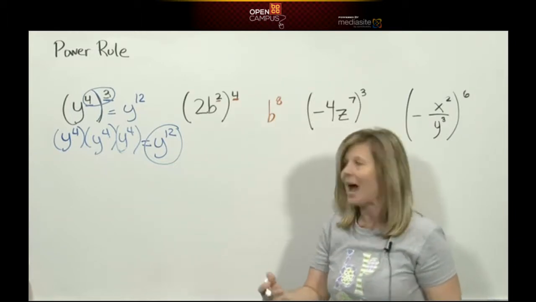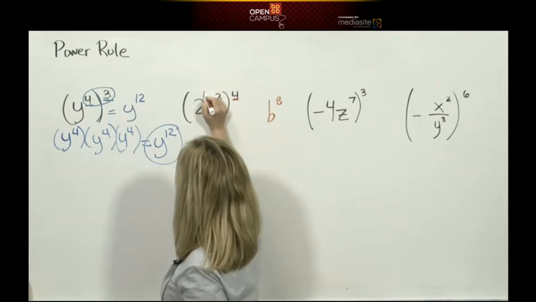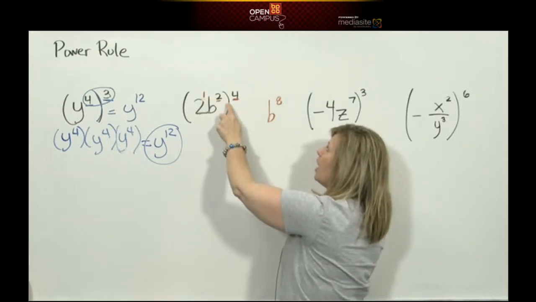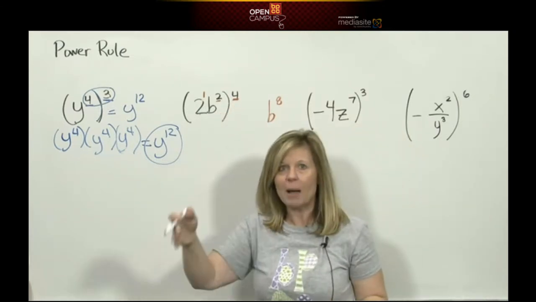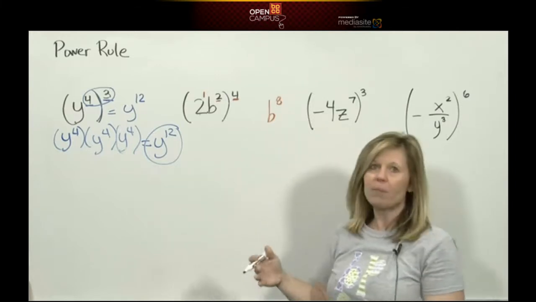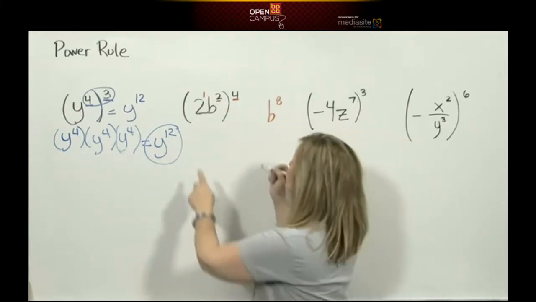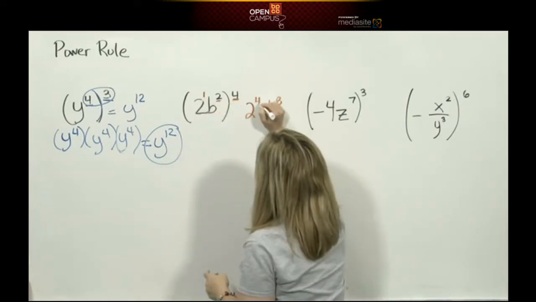You can't do that. This 2 has an exponent. It's understood to be the exponent 1. So there's an exponent 1 times an exponent 4. So every term has an exponent. And if you're going to do the power rule, you got to multiply this 4 to every exponent. So the base would be 2, and 1 times 4 would be 4.